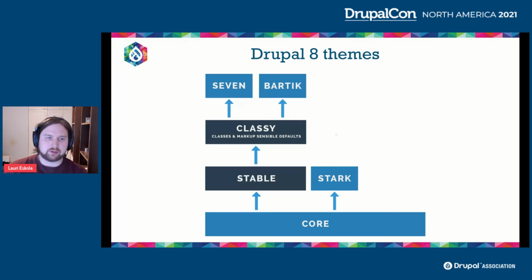Those can be changed. And then we have Classy and Stable, which are frozen. They are the ones where we provide BC for people that are extending those themes. They are part of our API promise.